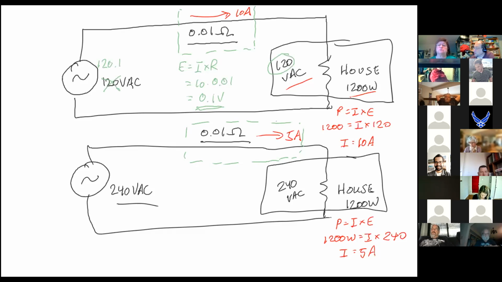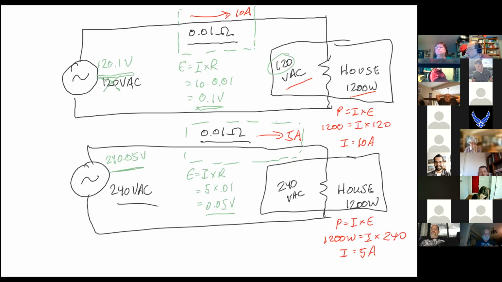Okay, so now let's go to the bottom one. We're going to do Ohm's law again. E equals I times R. But instead we have 5 amps times 0.01, which is equal to 0.05 volts, which means that now we have 240.05 volts. Okay, so notice we don't have to boost our voltage quite as much down below. We started higher in the first place, and we don't have to boost it as much.